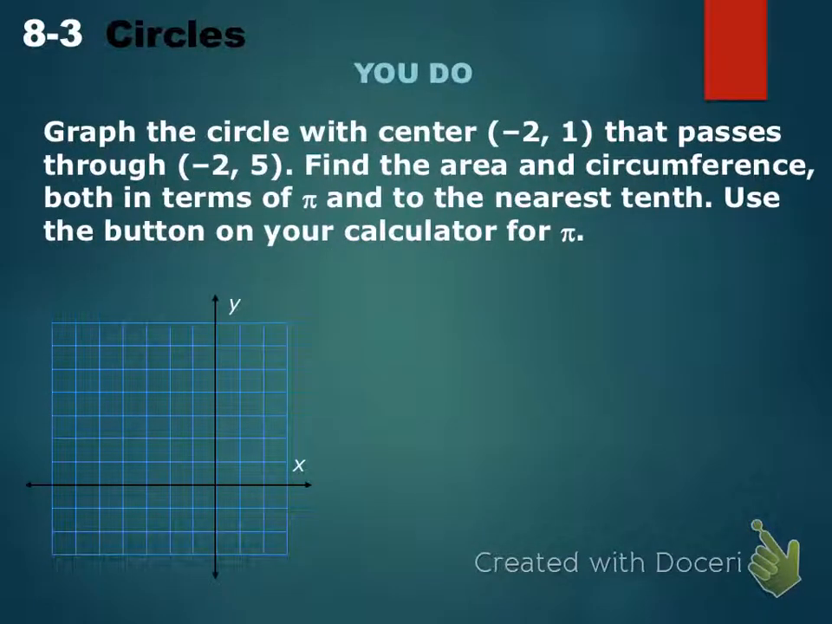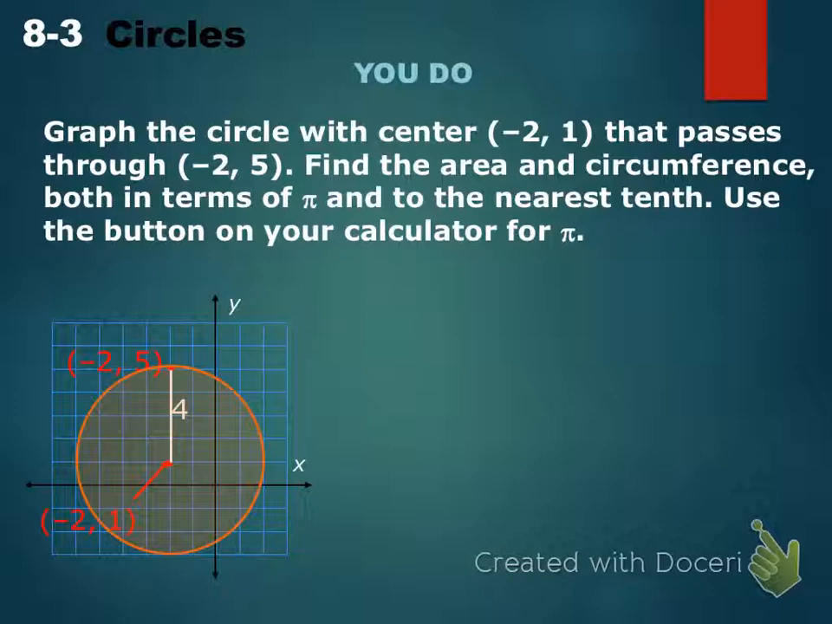Now you try this next problem on your own. We're going to graph the circle with center -2, 1 that passes through the point -2, 5. You're asked to find the area and circumference both in terms of pi and to the nearest tenth. So if we put that point at -2, 5 and our center at -2, 1, we find that if we count, our radius is going to be 4 units.